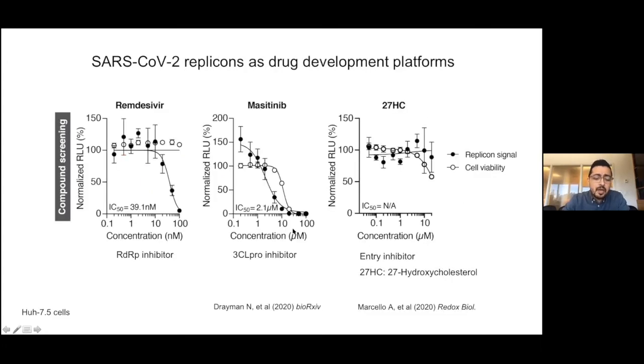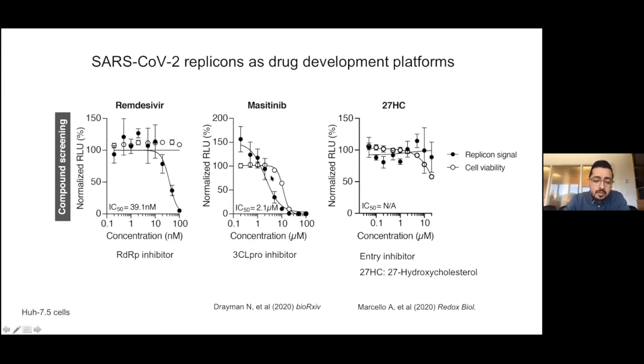Okay, so now that the replicon is working, we wanted to see how it would do across a select subset of antiviral compounds. We first tested remdesivir across a range of concentrations and measured inhibitory concentrations in the nanomolar range without seeing any cell toxicity, and this is consistent with reports using virus.